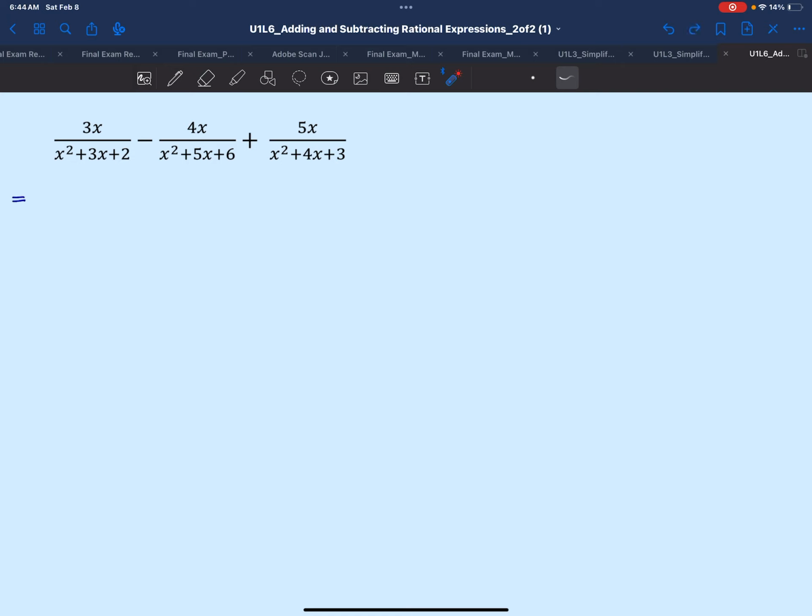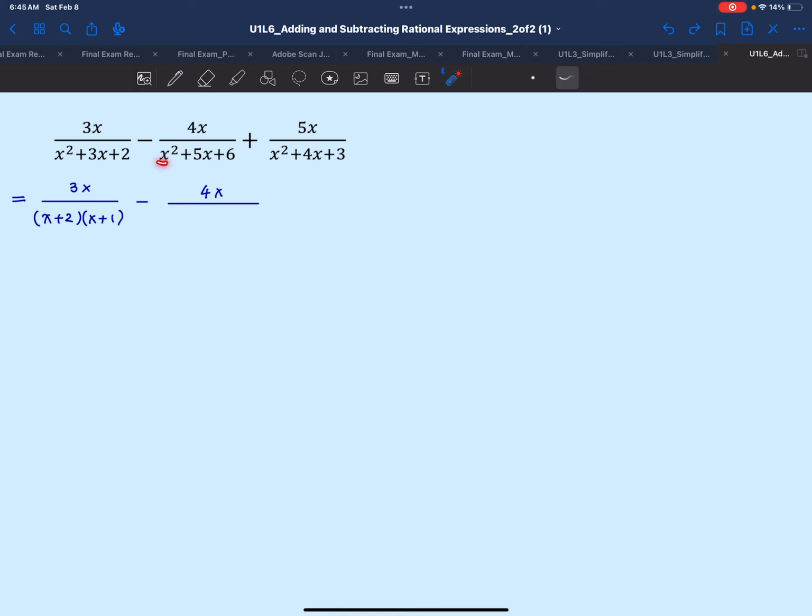So we have 3x over x squared plus 3x plus 2. With the denominator in factored form, we'll turn it into 3x over x plus 2 times x plus 1. And then minus 4x in the numerator and the denominator in factored form.